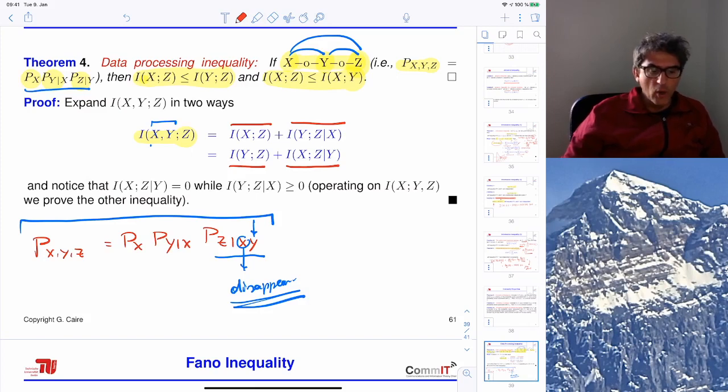And then we can notice, for example, that here, because of the Markov chain, a property of the Markov chain, remember, is that when you condition on the middle variable, the two extreme variables become conditionally independent.